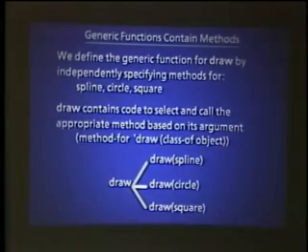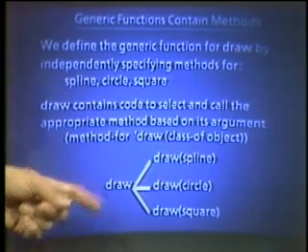So we define the generic function for draw by independently specifying each of the methods for different classes. For example, you might have a method for spline, another method for circle, another method for square. And then draw itself must contain the code to select and call the appropriate method, the one that's based on what kind of argument it really gets. So it actually computes internally this notion of the method for draw based on the class of the object.